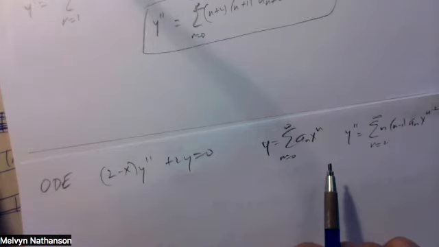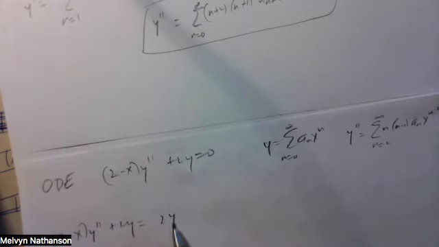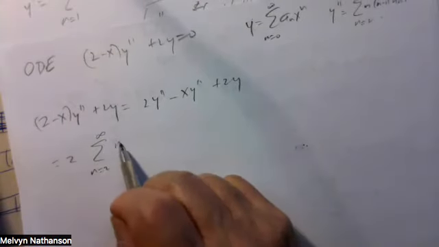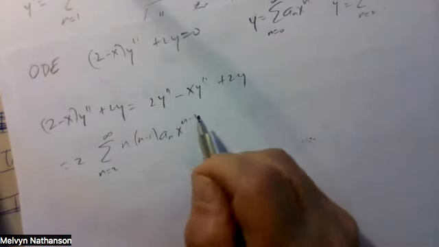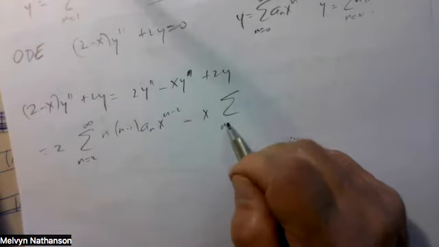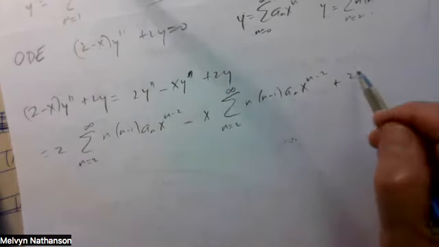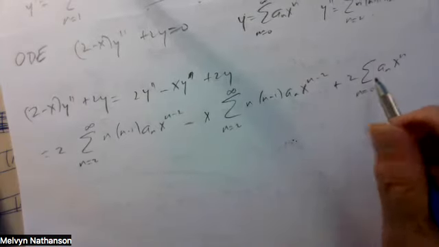So here's what I'm trying to solve. Two minus x, y double prime, plus 2y. Let me write that as 2y double prime minus x y double prime plus 2y. Y double prime is this. So this is 2 times summation n goes from 2 to infinity, n times n minus 1, a sub n x to the n minus 2, minus x times this, summation n goes from 2 to infinity, n times n minus 1 a sub n x to the n minus 2, plus 2y, which is 2 times summation a sub n x to the n, n goes from 0 to infinity.